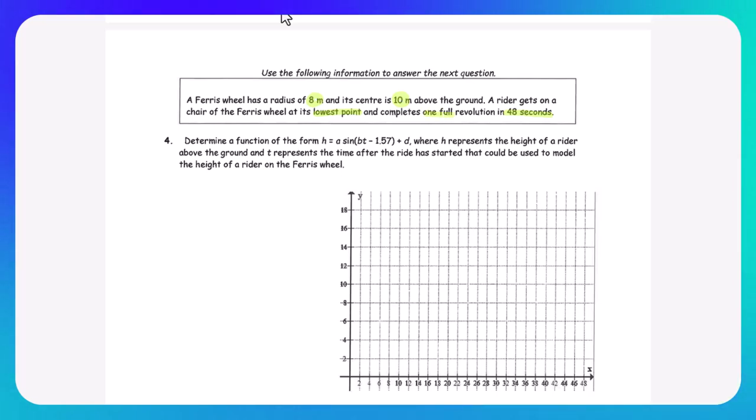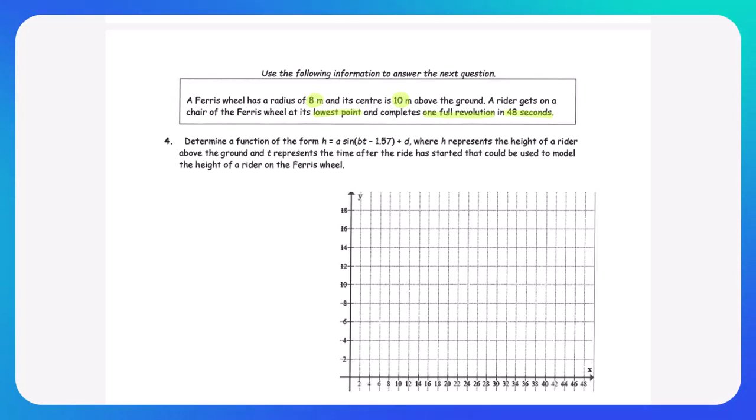I'm actually going to highlight that too. Determine a function in the form of h equals a sine bt minus 1.57 plus d, where h represents the height of a rider above the ground and t represents the time after the ride has started, that could be used to model the height of a rider. So we need to find a, b, and d.